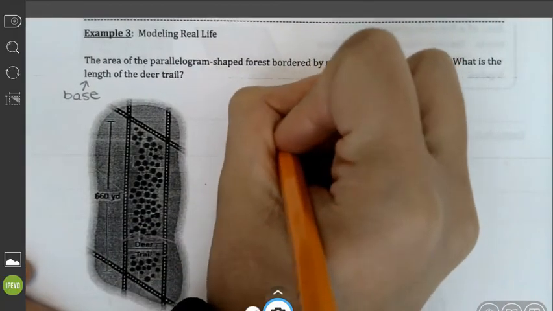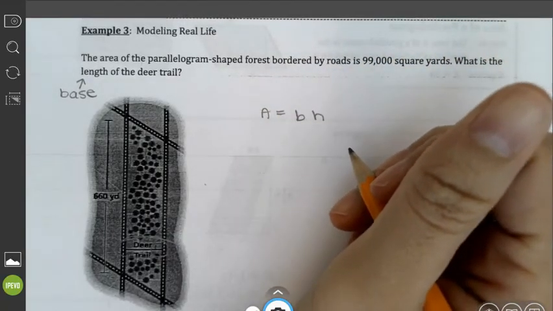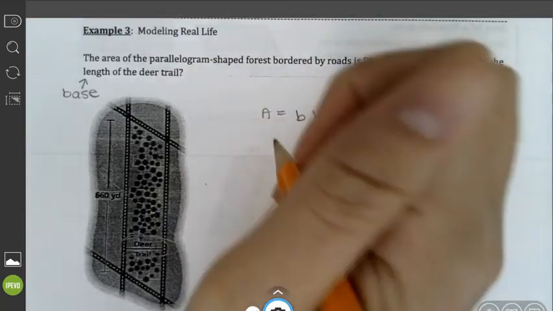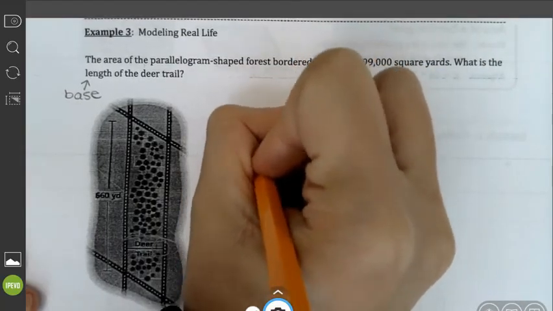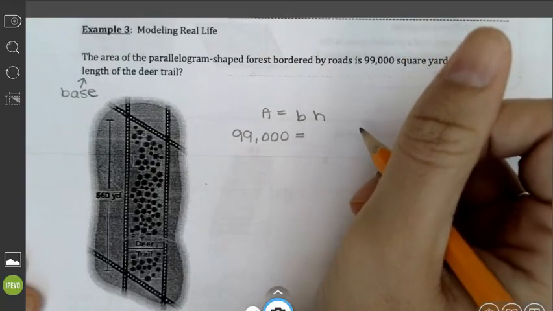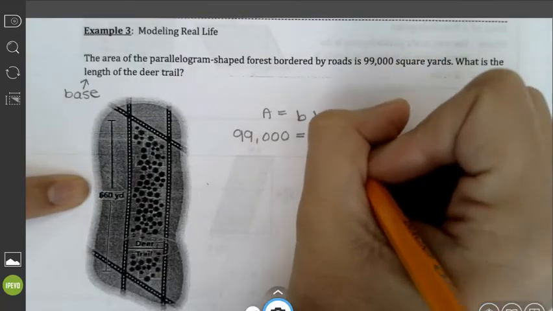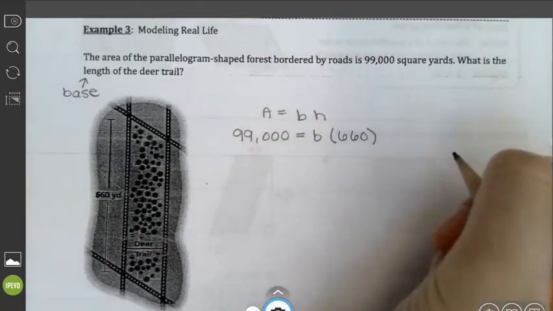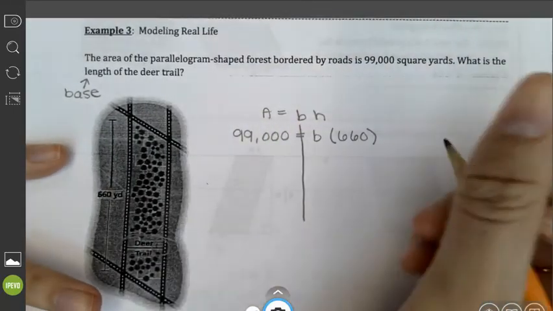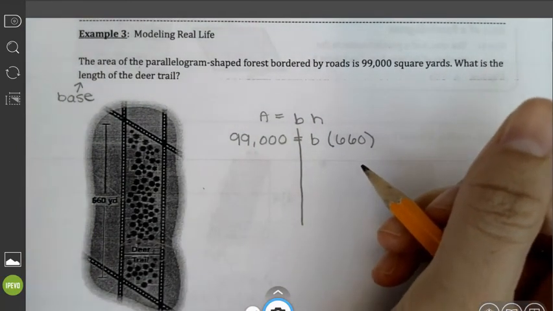So we start with our formula, base times height equals area, and we plug in what we know. In this case, we know what the area is. We know it's 99,000. We also know that the base is our unknown, it's the length, and the height is 660. So we plugged in our numbers after coming up with our formula.